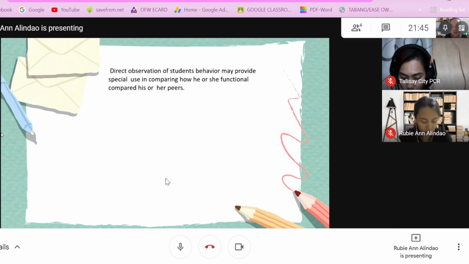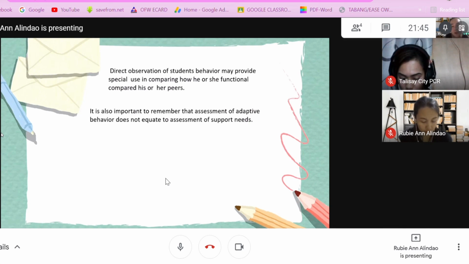It means skills performed by hand or with human intervention, using equipment, tools, or technology requiring guidance, force, or movement. Directed observation of students' behavior may be of special use in comparing how he or she functions compared to his or her peers. It is also important to remember that assessment of adaptive behavior does not equate to assessment of support needs, and adaptive behavior takes an ecological perspective on the individual.